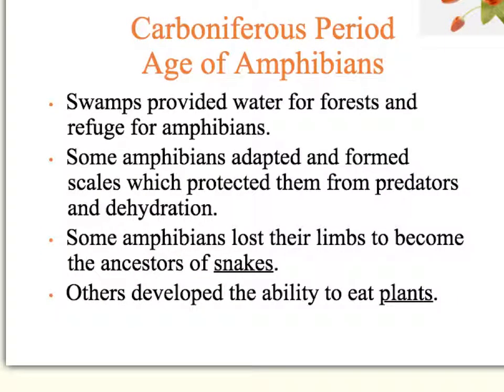So when we look at the Carboniferous, our age of amphibians, again, the swamps provided water for forests and refuge for amphibians. Some amphibians adapted and formed scales, which protected them from predators and dehydration. Some amphibians actually lost their limbs to become the ancestors of snakes, and others developed the ability to eat plants. And again, we call this the Carboniferous period because this is where we get these fossils that form the coal and the oil that we have today. That is one of our main sources of carbon that we use from these organisms dying and then being converted into coal and oil.